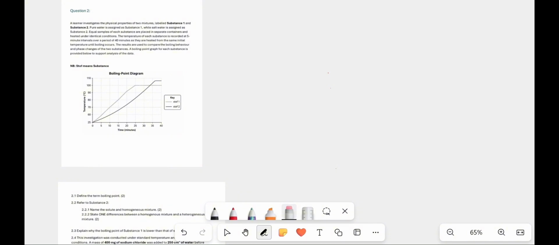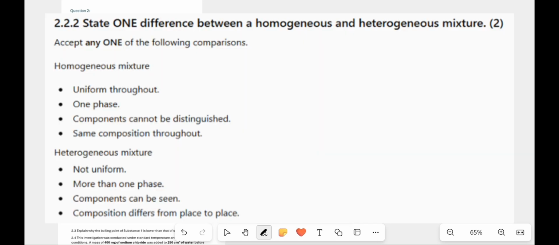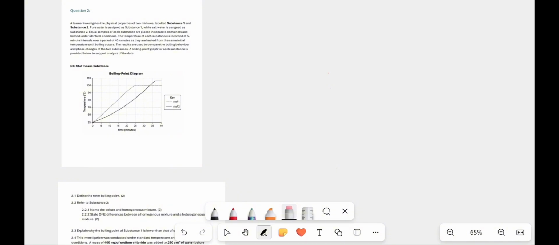Now then they ask you to state one difference between a homogeneous and a heterogeneous mixture. I'm going to put the differences on the screen just so you can see them. You can pause and look at them for a moment if you need to. Then we are just going to go to 2.3.